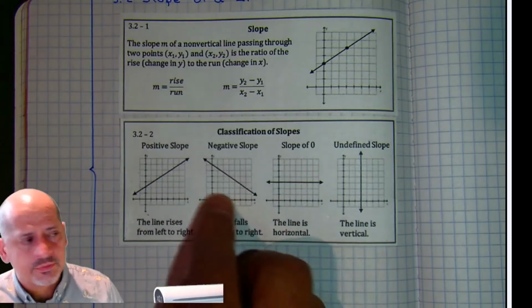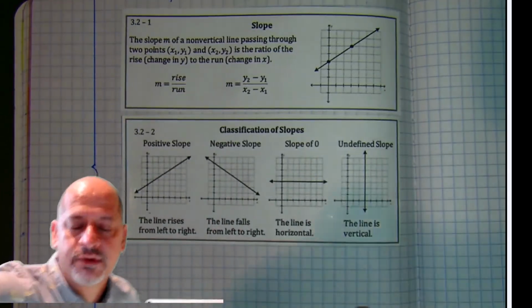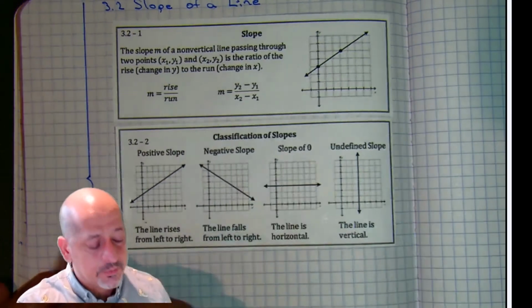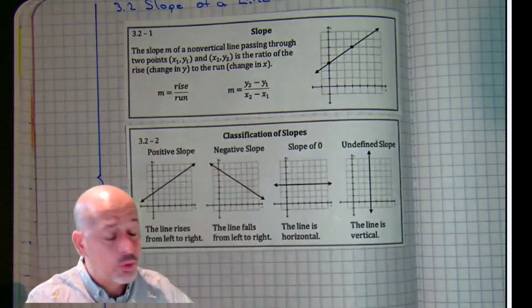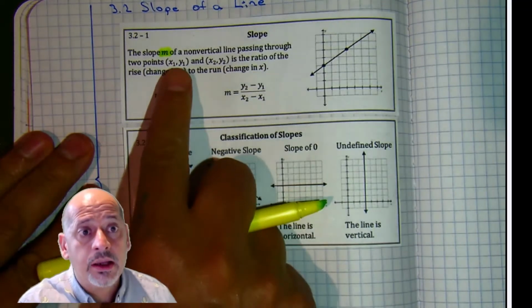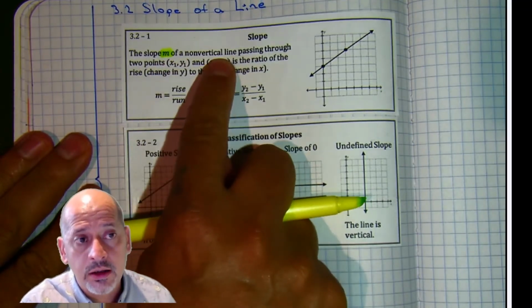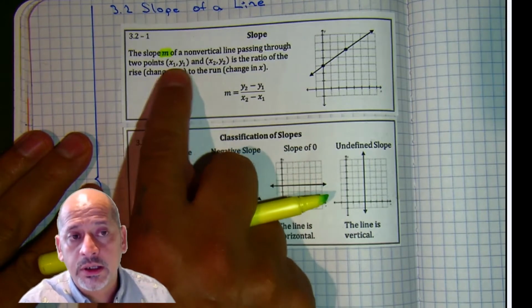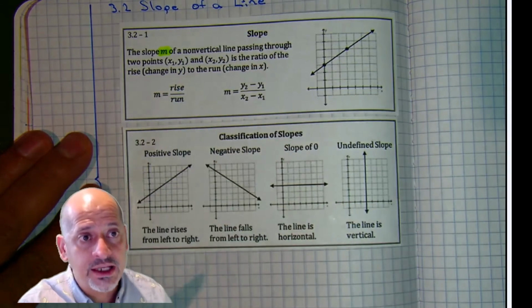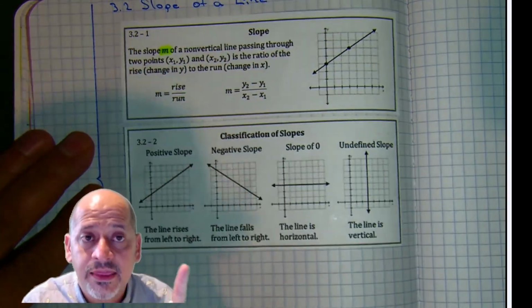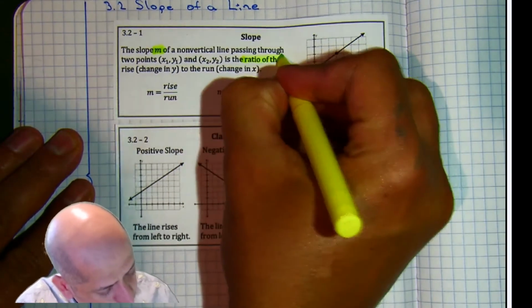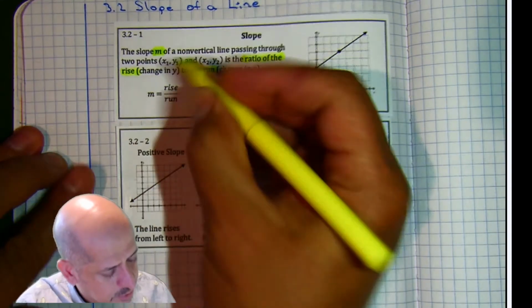And this is the camera. That is perfect. So we have slope of a line. The slope m. So we know that we write down the slope. We identify it as the letter m for slope of a non-vertical line passing through the points x1, y1, and the second point x2, y2 is the ratio of the rise to the run. So that is a key thing that you have to remember. The slope is the ratio of the rise versus the run.